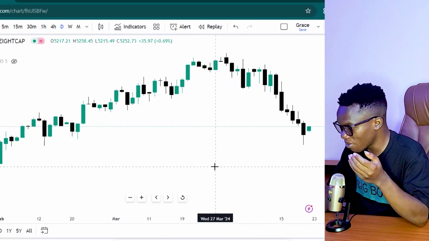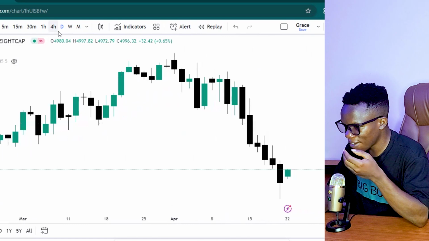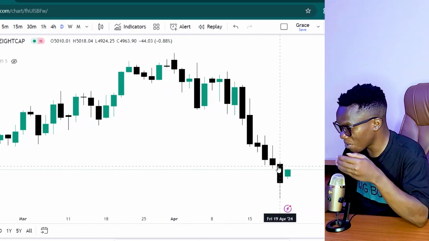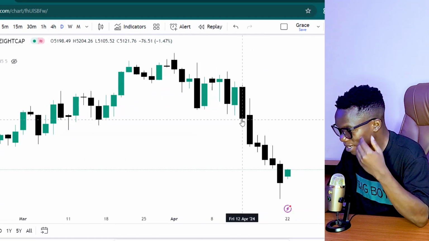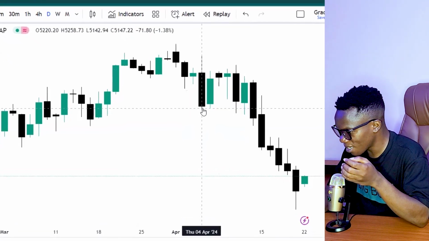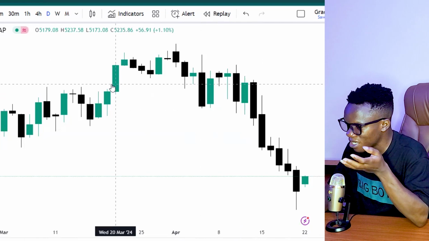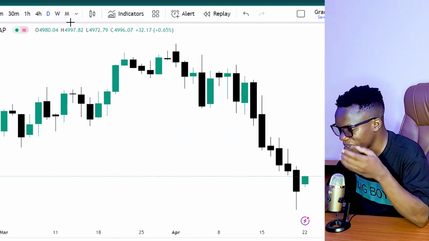Now one thing I've discovered is that many of us, the majority of us watching me right now, only make use of ICT power of three on the daily time frame. For example, I'm on daily time frame right now. You make use of it only on daily time frame. Price open, trade higher, then drop to the downside. Or maybe some of you still use it on weekly time frame or monthly time frame.